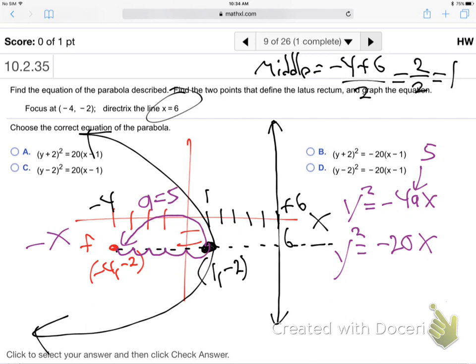Am I going too quick? That's good. Last thing, it's not centered at the origin. Here's the center right here. So remember what you do? Here's the x, here's the y, opposite, opposite. So y plus 2 squared, x minus 1. There we go.